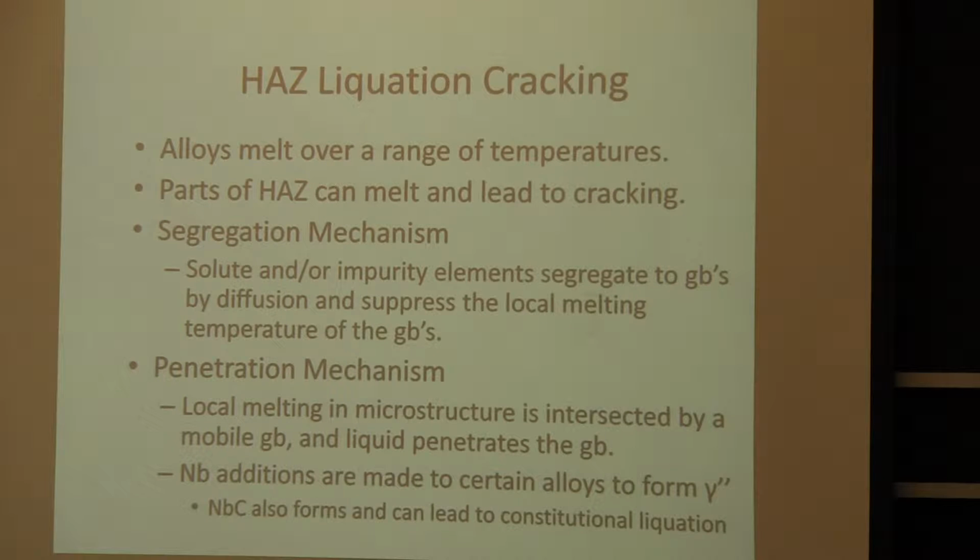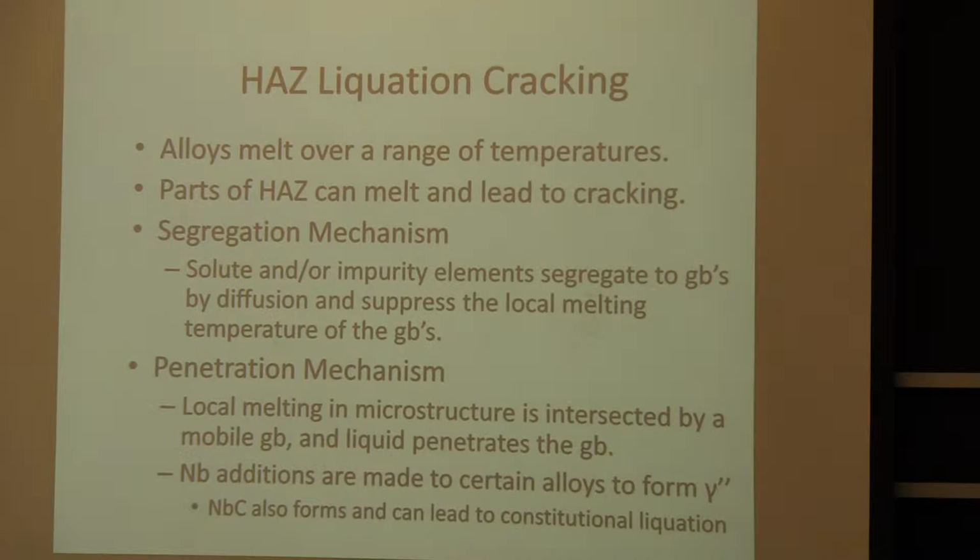Another mechanism for the grain boundaries in the heat-affected zone to liquate is there might be a particle, or there might be just a region of the microstructure that has a lower liquidus temperature or a lower melting point, and that might get melted from the heat of welding.